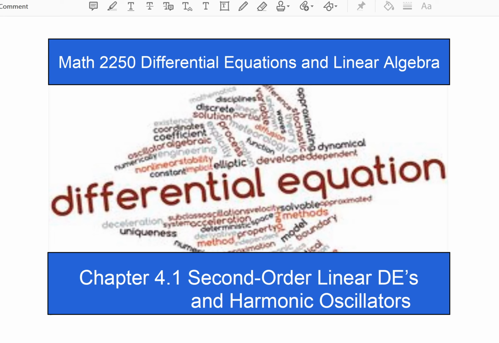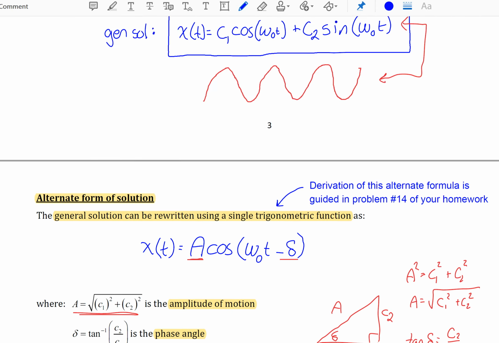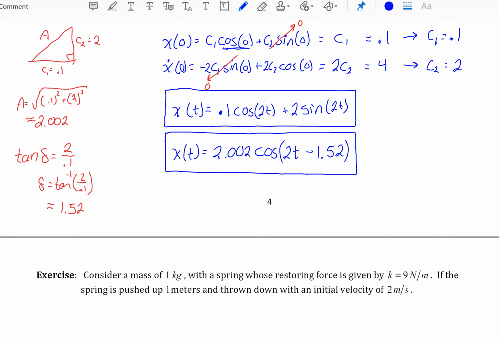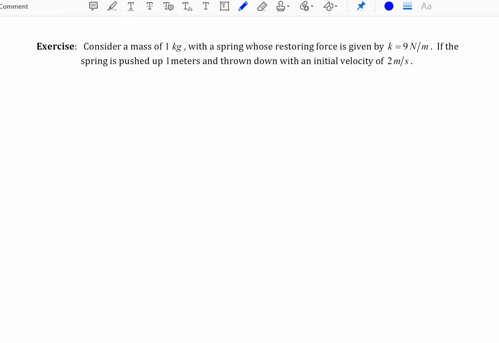In this video, I would like to finish going through Chapter 4.1 and look at more examples of the second-order linear DEs and harmonic oscillators. In our first video, we looked at the general form of solutions and a first example of a harmonic oscillator. In today's video, I'd like to jump to page 5 and look at an additional example.